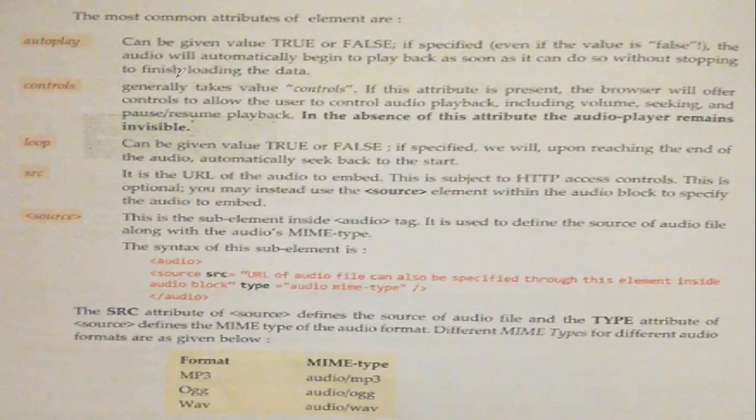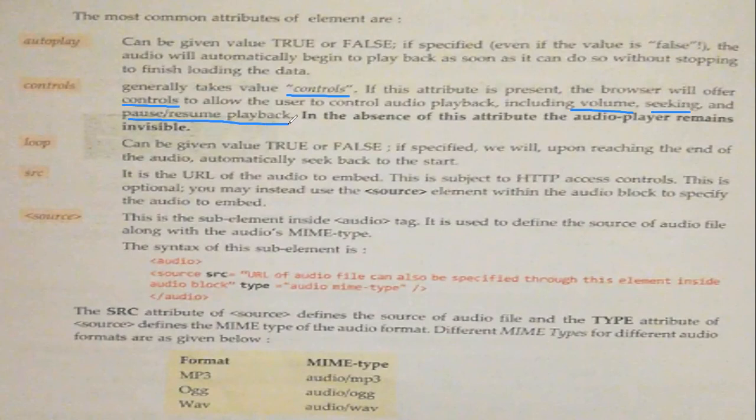So next is controls. It has the value controls. We write it like this only, controls. If this attribute is there, it means the browser will display some controls like play button, pause button, etc. to allow the user to control the audio playback, including volume, seeking, and pause or resume playback. If this attribute is not there, the audio player will be invisible.